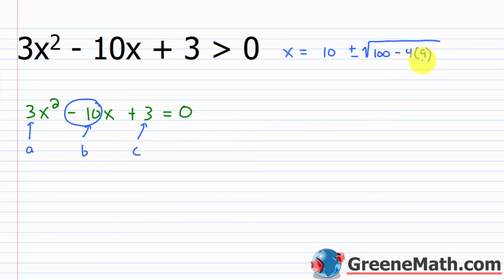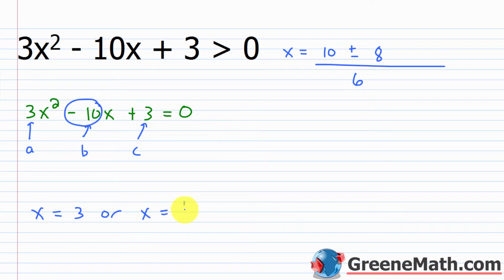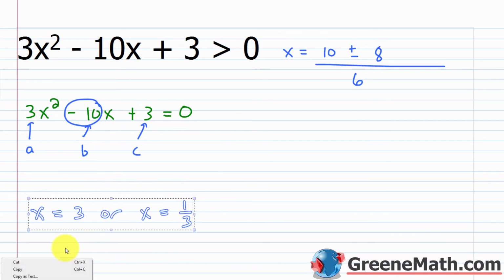All right, so 4 times 9 is 36. If I had 100 minus 36, that would be 64. So this would be 64 here, and this is all over 2a. A here is 3, so this is all over 6. Square root of 64 is 8. So this sets up two scenarios for us. We'll have x is equal to 10 plus 8, which is 18 over 6, so that's going to be x equals 3. Or 10 minus 8, which is 2 over 6. 2 over 6 would reduce to 1/3. So x equals 1/3.